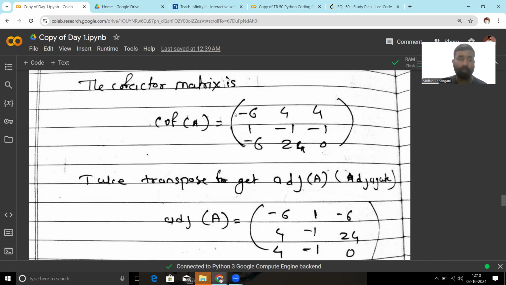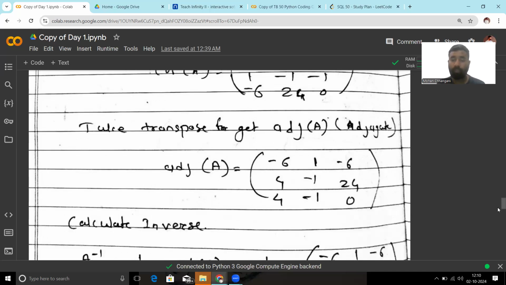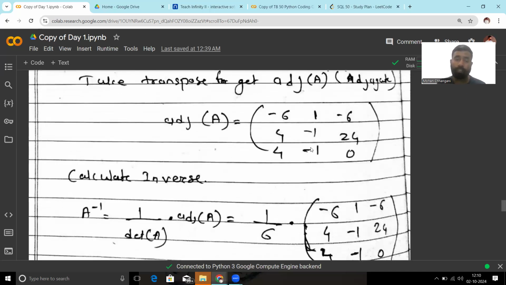So we skip vertical into horizontal, in the transpose function. The transpose of the cofactor matrix is the adjoint, the adjugate matrix. So we get the adjugate matrix and the determinant also. Then we calculate the inverse matrix. I already said earlier that we find the determinant and the adjugate, and then we put them into the formula. So we calculate the inverse.